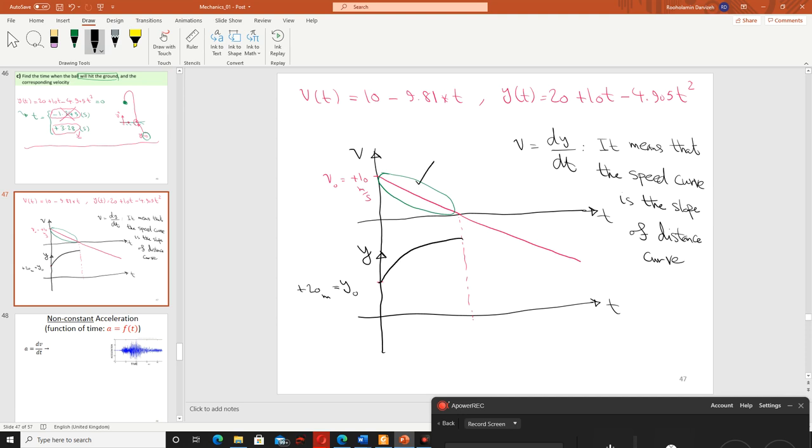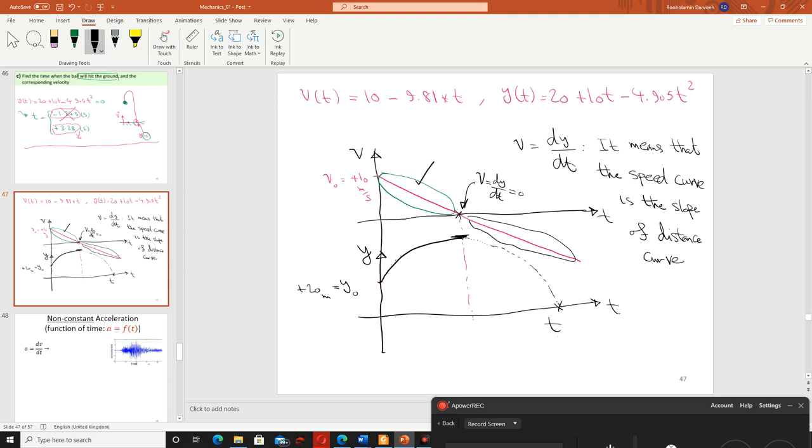You can see the slope of this curve is always positive until this point, where the slope is zero. The slope, which is v equals dy over dt, at this specific point is zero. After this point, the slope of the vertical position would be negative. You can see you have just negative values till it hits the ground.